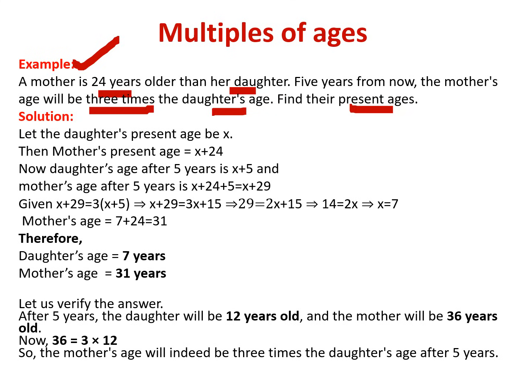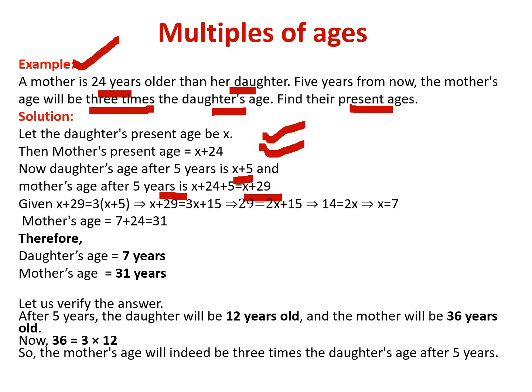Let the daughter's present age be x years. The mother is 24 years older than her daughter. Therefore, the mother's present age is x plus 24 years. Now, the problem says 5 years from now. So, we add 5 years to both their present ages. So, the daughter's age after 5 years will be x plus 5 and the mother's age after 5 years will be x plus 24 plus 5, which is equal to x plus 29.